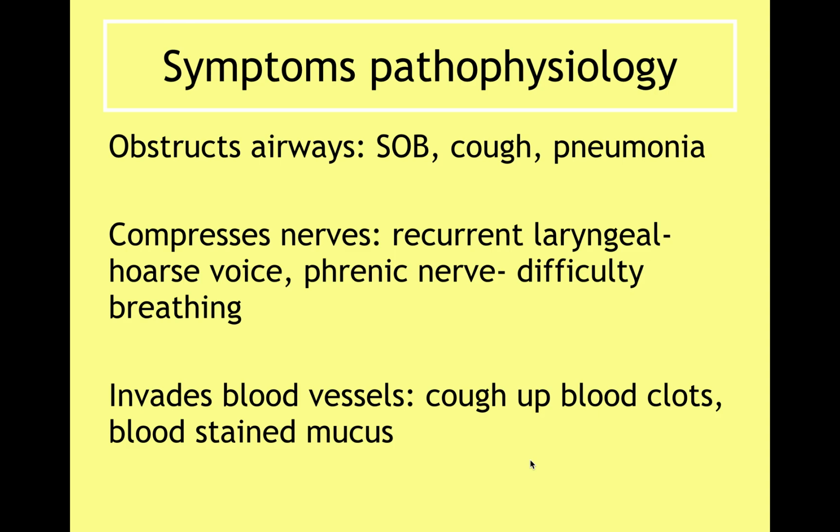The phrenic nerve as well runs near the lungs, and if the tumour compresses on that, they might have difficulty breathing. Tumours can also invade blood vessels. When they do, these blood vessels might leak into the lungs or break down a little bit, meaning that patients can cough up blood clots, or they might get blood-stained mucus. That's the hemoptysis that we're taught to look out for as well.